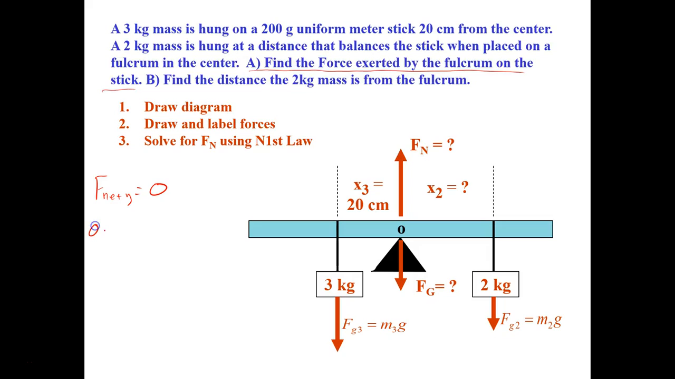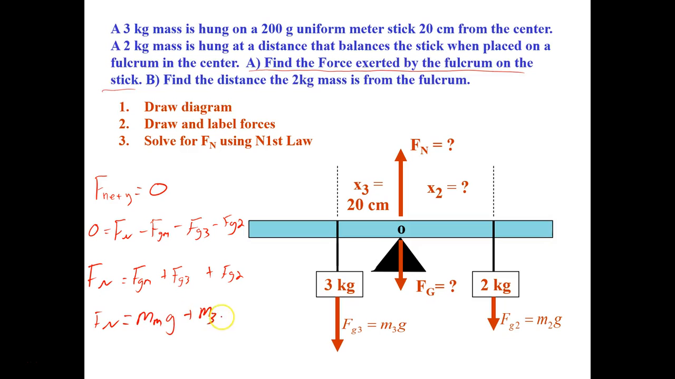And so if we look at this, 0 has to be equal to, well, the normal force is going to be positive, minus the force of gravity of the meter stick, minus the force of gravity of the 3 kilogram mass, and minus the force of gravity of that 2 kilogram mass. Or our normal force will be equal to the force of gravity of the meter stick plus the force of gravity of mass 3 plus the force of gravity of mass 2. Finally we can plug in our variables: the mass of the meter stick times gravity plus the mass of the 3 kilogram times gravity plus the mass of the 2 kilogram times gravity.